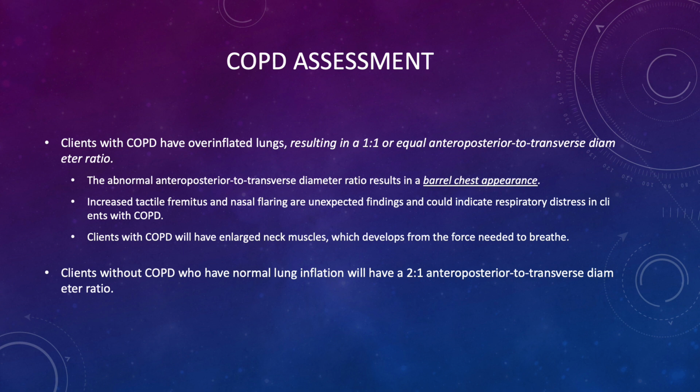So with COPD assessments, they're going to have overinflated lungs. It's going to result in a 1-to-1 or equal anterior-posterior to transverse diameter ratio. And what this means is I am as far out as I am as far to the sides, right? The abnormal AP diameter results in this barrel chest appearance, which is like a circumferential appearance. It's very wide. It's very bizarre looking. These guys are usually very thin. You can see the muscles in between the intercostal spaces of your ribs. It's quite terrible to watch.